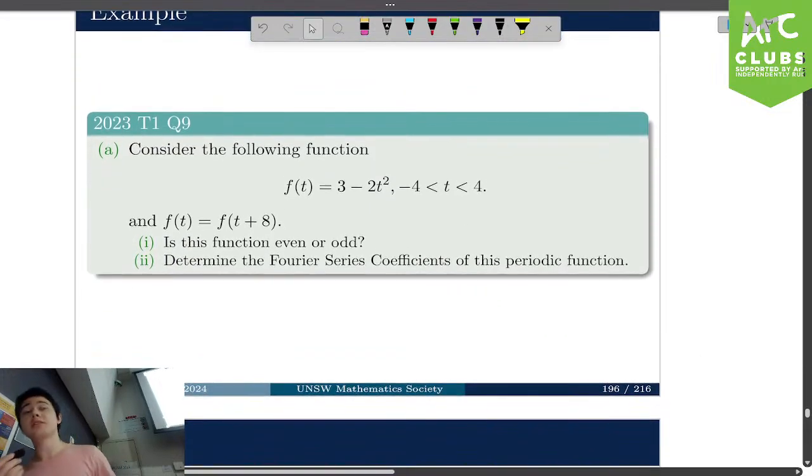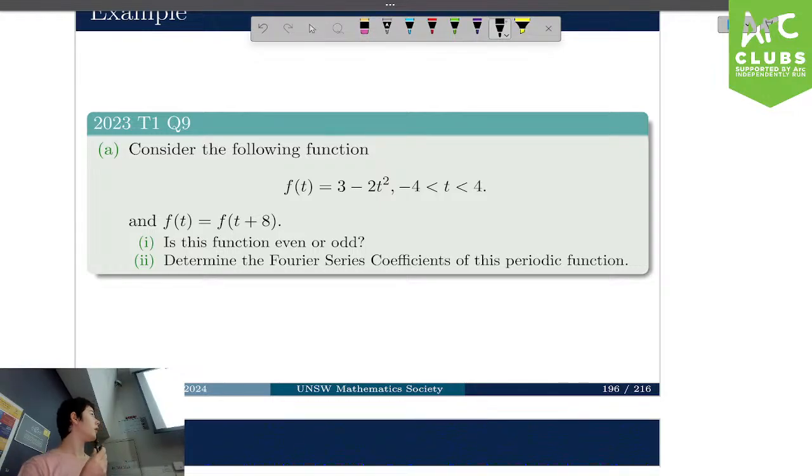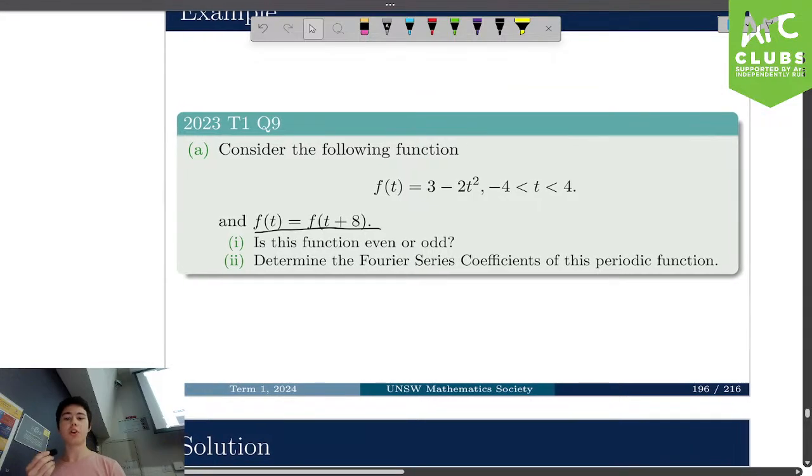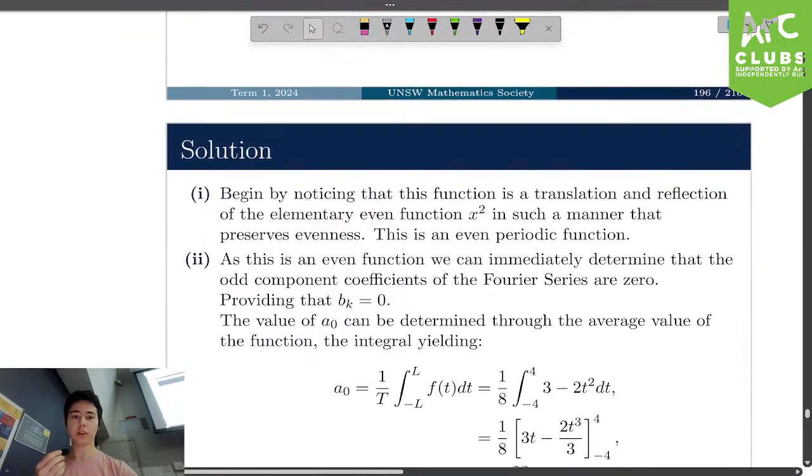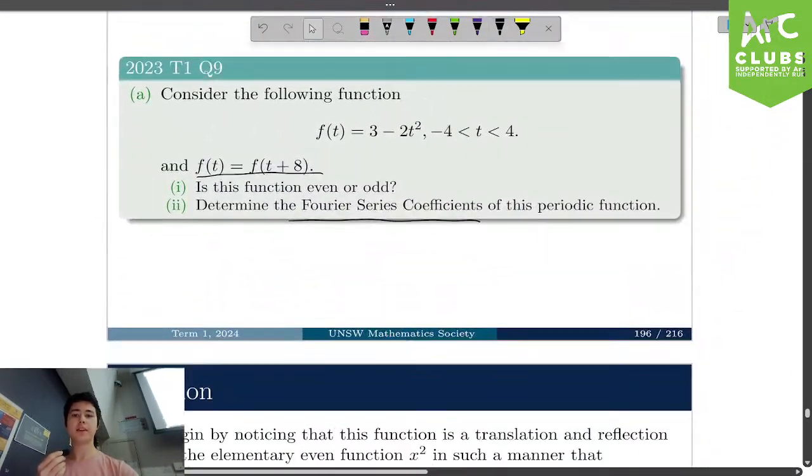So let's dive straight into the questions here. First up, we have letting f(t) be 3 minus 2t squared from just the standard interval from minus 4 to 4. Given that it is periodic, in other words, given that f(t) equals f(t plus 8), we're going to determine if this function is even or odd, and determine the Fourier series coefficients. Alright, so first up, even or odd?